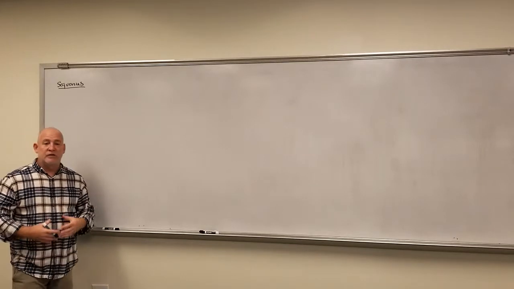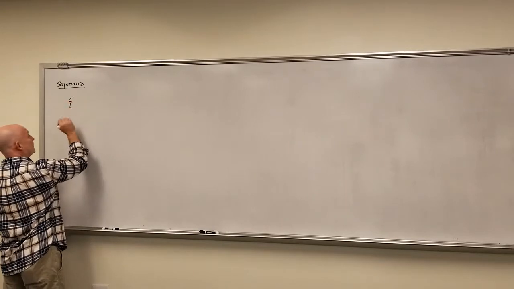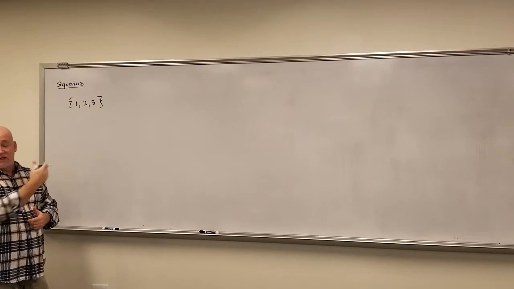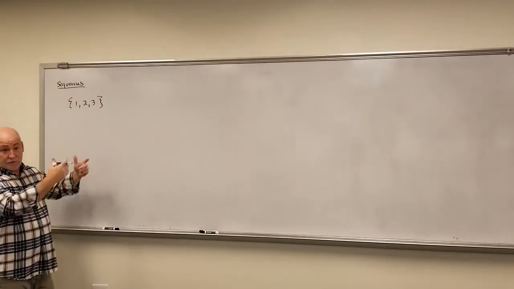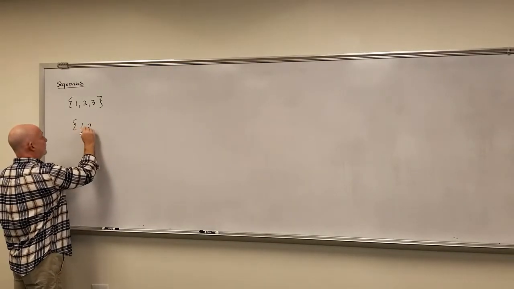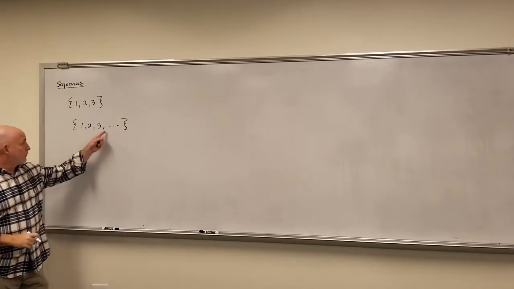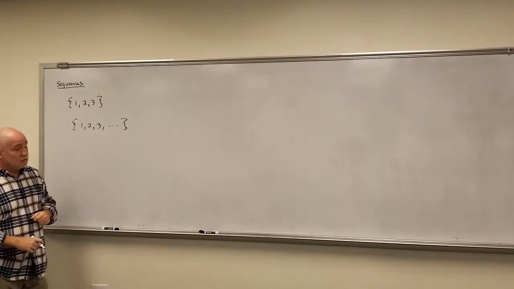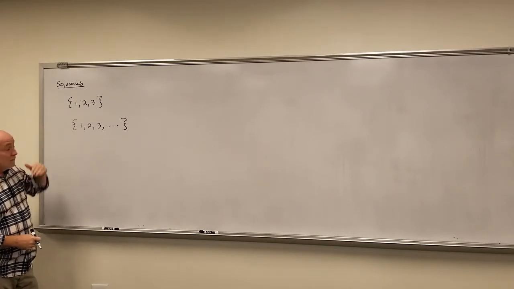A sequence is really just a list of numbers. And generally we're going to show this in a set formation. So there is a sequence that has 3 terms in it. Now this is called a finite sequence because it has a finite number of elements in it. We can also have infinite sequences that go on forever, and of course we use the dot, dot, dot, which are called ellipses, to show that it continues going on forever. So we have a finite sequence and an infinite sequence.